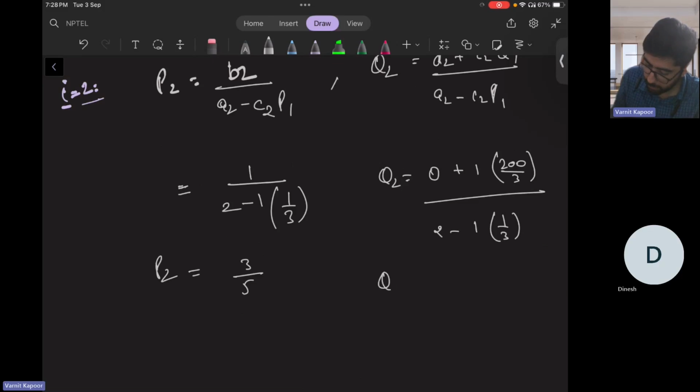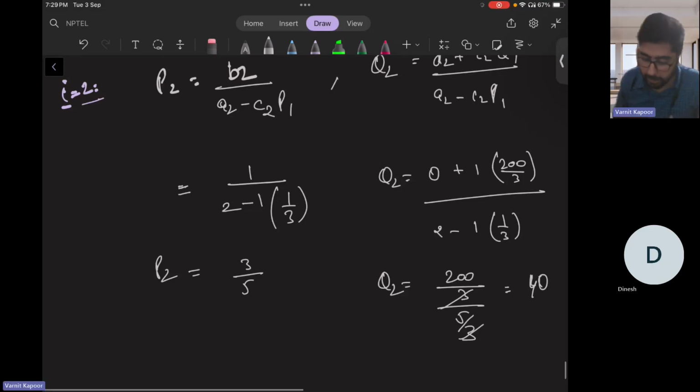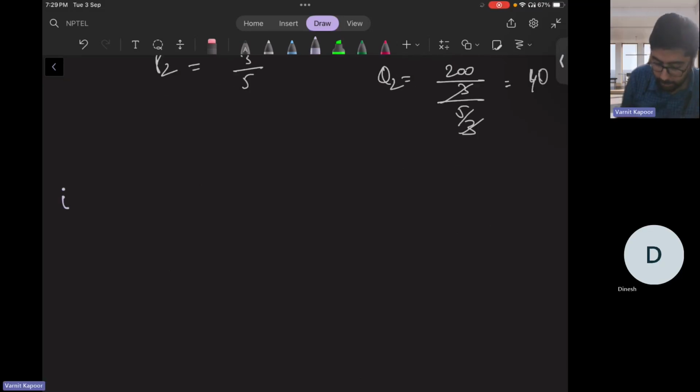So that will be 200 over 3 upon 5 over 3. That is 200 over 5. That is 40. Q2 you got. Similarly, you can get for I is equal to 3. Put I is equal to 3, so you will get P3 and Q3.